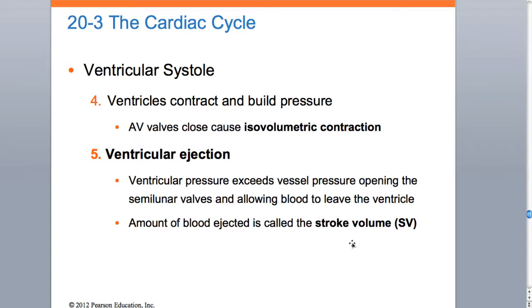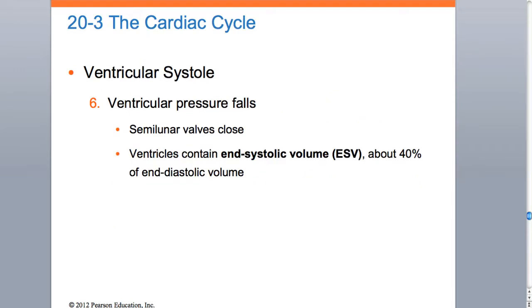Now, why is it good to have blood still in there? Because if you can have a small amount of stroke volume and yet still get your work done, then your heart's not working so hard. You really want to have the right amount of stroke volume. So stroke volume does play an important role. Continuing. As the ventricular pressure falls, the semilunar valves will close, and whatever's left in there, as I said before, is the end systolic volume.